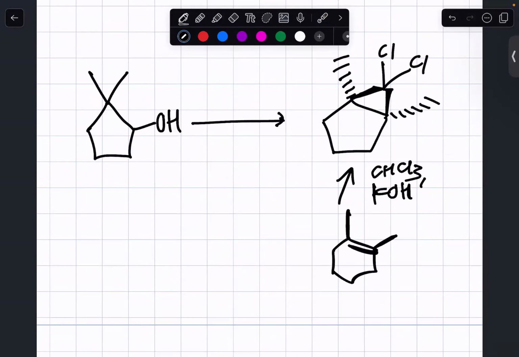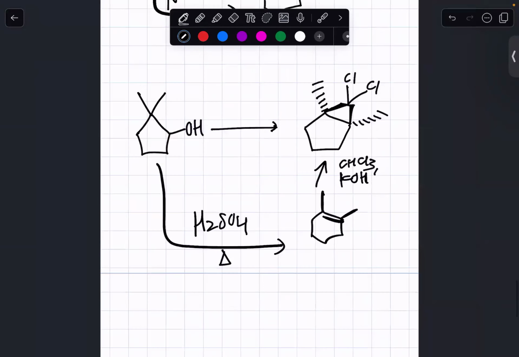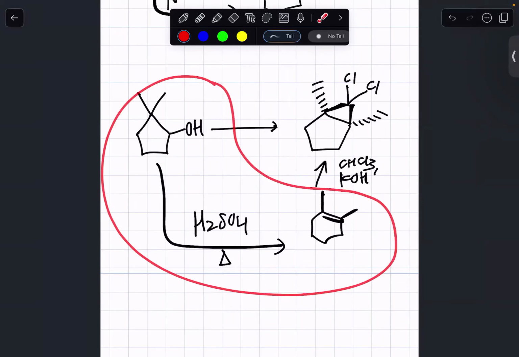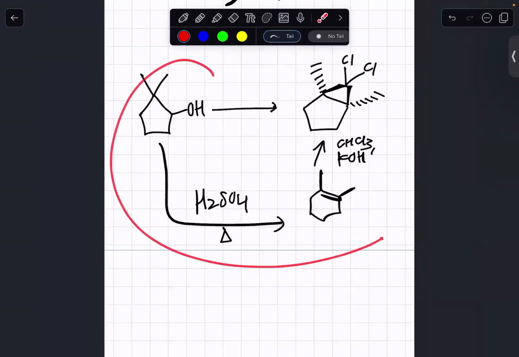E2 also requires a strong base. Alcohol dehydration requires a strong acid, strong acid and heat, right? Do you want to go over the mechanism of this reaction here? Yeah, could we go over that?